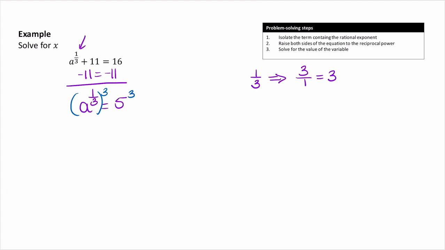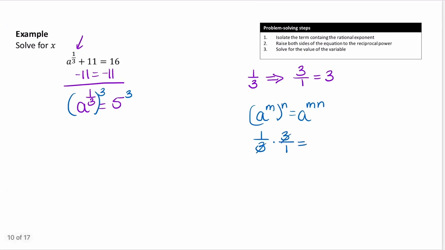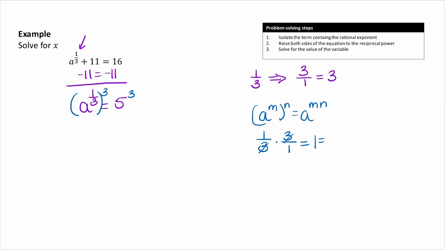Remember that power property, a to the m to the n power equals a to the m times n. So if I take these two exponents here, this 1/3 and 3, and if I multiply them together, well, that is basically just going to equal 1, right? Because 3 and 3 will cancel, and so I just have 1. So when I have 1, well, a to the 1 is basically the same thing as saying just a. So that's how we can get rid of that exponent by raising it to the reciprocal power.